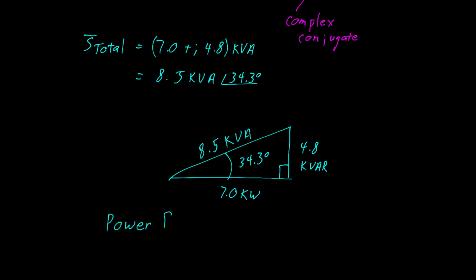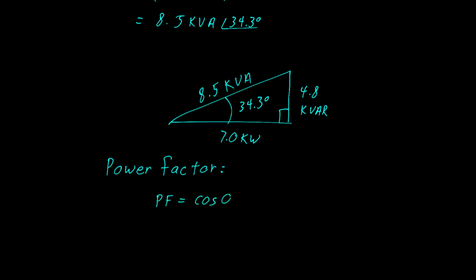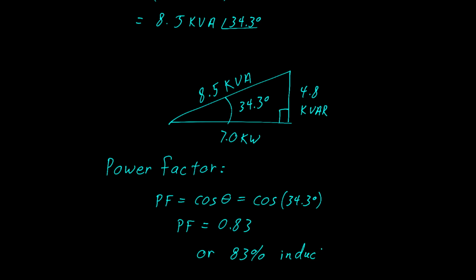Power factor is another useful thing to calculate. Recall that power factor is the cosine of theta. In this case, that's the cosine of 34.3 degrees, which yields about 0.83. People will often express this as a percentage. So we might say that this is 83%, and then we'd say it's inductive. It's important to specify which, because power factor in and of itself does not tell you if the circuit is inductive or capacitive.